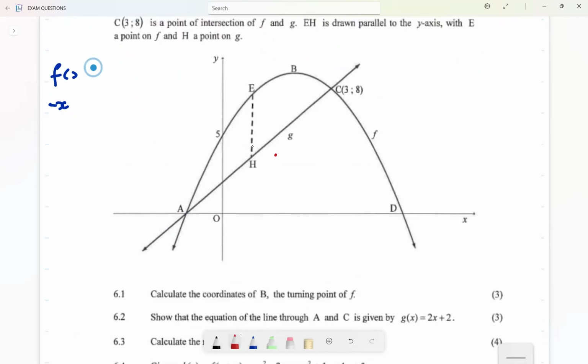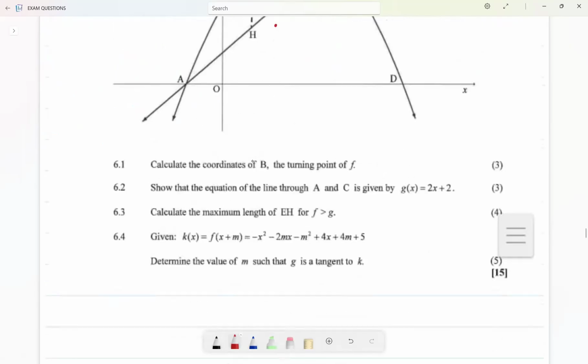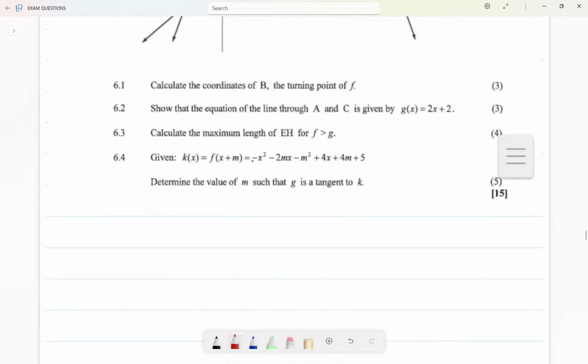Okay, I think I'm moving on to the interesting question. For 5 marks, given k of x is equal to f of x plus m, determine the values of m such that g is a tangent to k. Okay, so k of x is equal to blah blah blah.